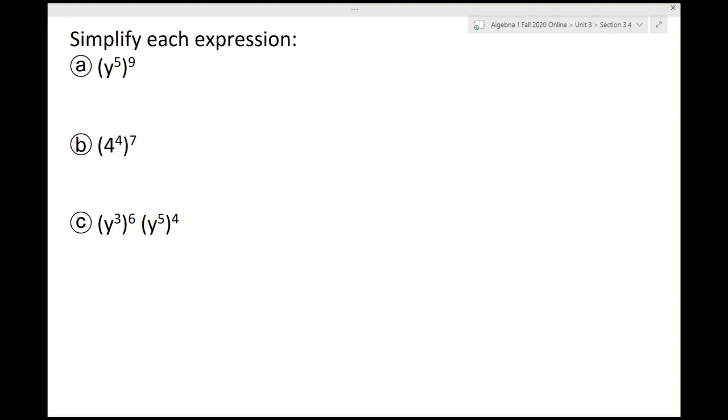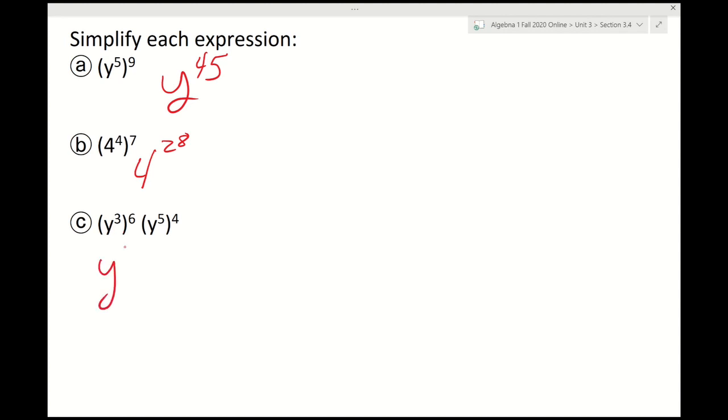If we're raising an exponent to an exponent, this is like having 9 of these y to the 5ths. Well, if you have 5 of something and then you multiply that by 9, that means you have 45. So when it's a power to a power, you get to multiply them, and that's y to the 45th. We really don't want to write 45 y's down here. This is 4 to the 28th, and we could multiply 4 by itself 28 times. That would get awfully big.